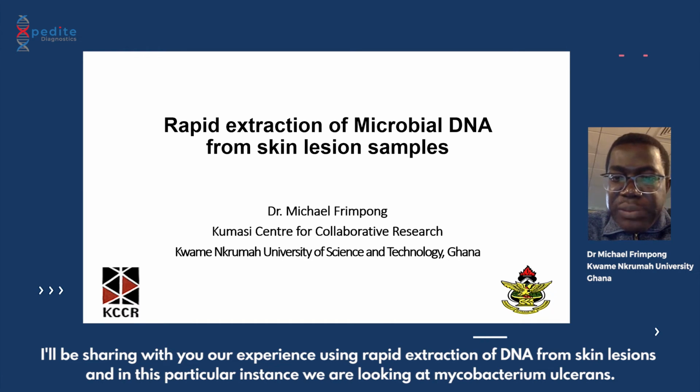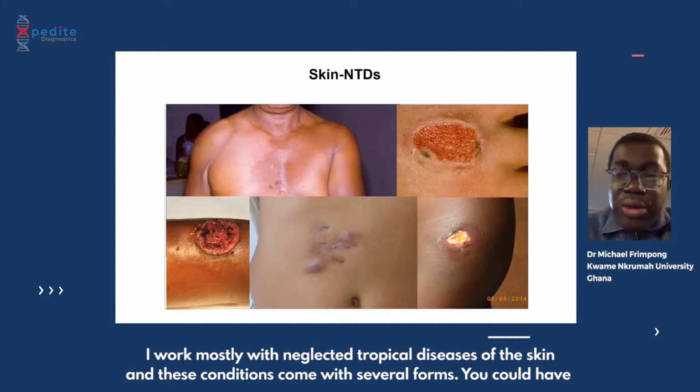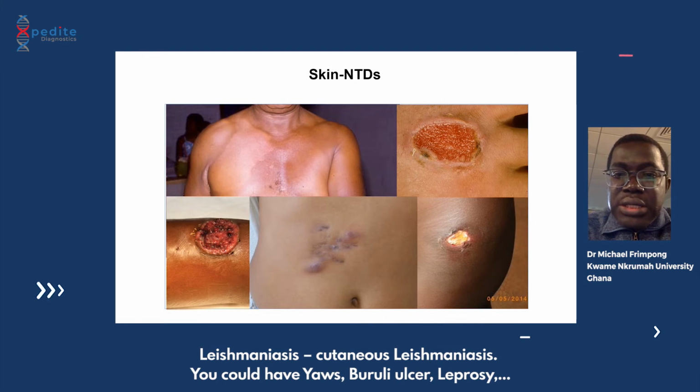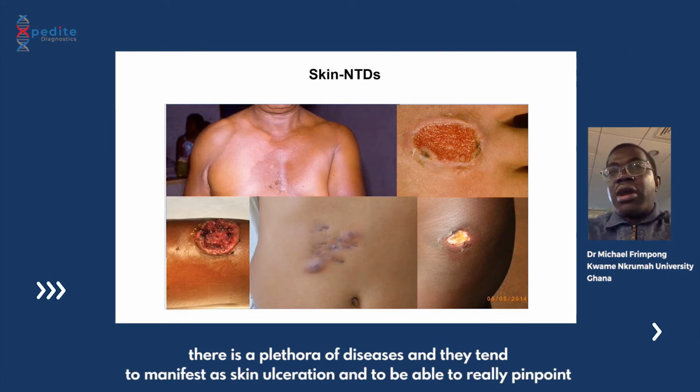And in this particular instance, we are looking at Mycobacterium ulcerans. I work mostly with neglected tropical diseases of the skin. And these conditions come with several forms. So you could have leishmaniasis, cutaneous leishmaniasis, you could have yaws, Buruli ulcer, leprosy. So there's a plethora of diseases, and they tend to manifest as skin ulcerations.